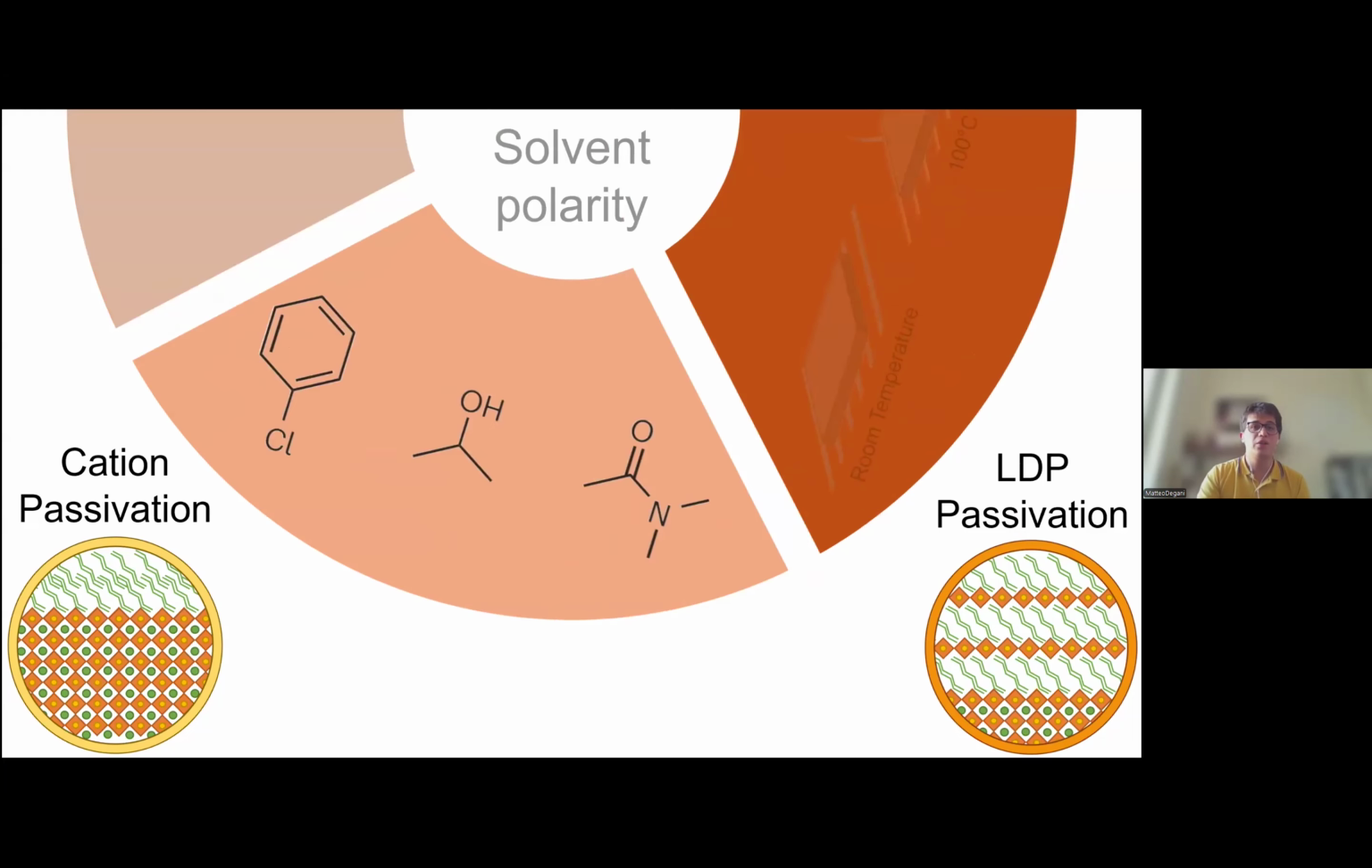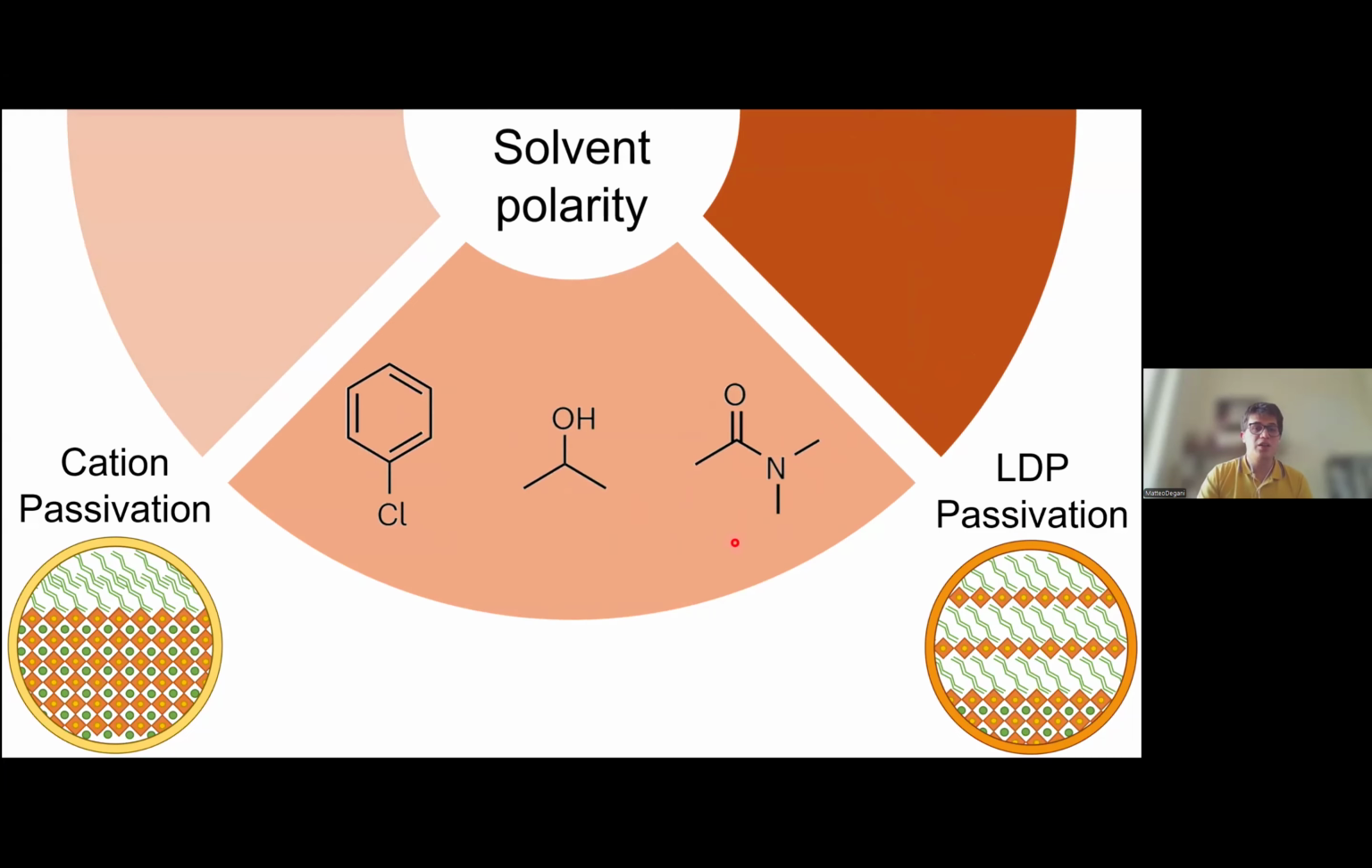The third factor is the solvent polarity, and this is related to the fact that if you also dissolve the first layer of the 3D perovskite, you are giving the deposition the possibility to form a low-dimensional perovskite, because you are giving the material for the formation of this kind of material. Otherwise, if you use an orthogonal solvent like chlorobenzene, you are helping the cation passivation.